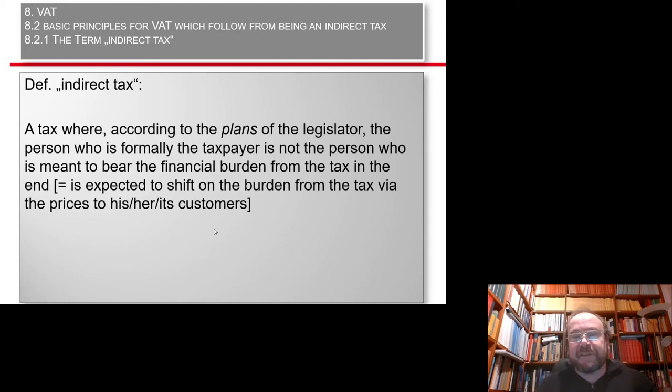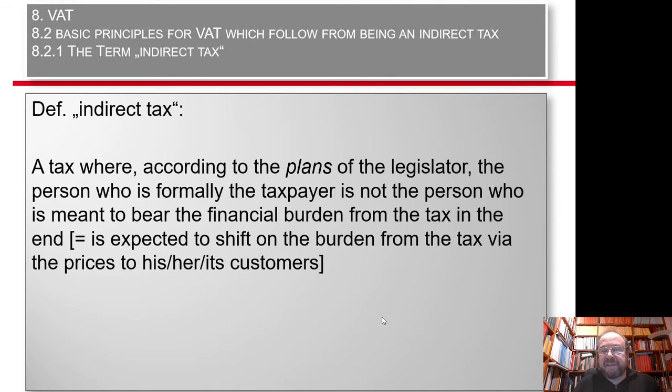What's more interesting is to think about what follows from the fact that value-added tax is an indirect tax. Remember first, what is an indirect tax? A tax which is levied indirectly. And that means indirectly taxing somebody: you want to hit some person with the financial burden, but officially you tax somebody else with the plan that that somebody else is going to pass on the financial burden to your real target.